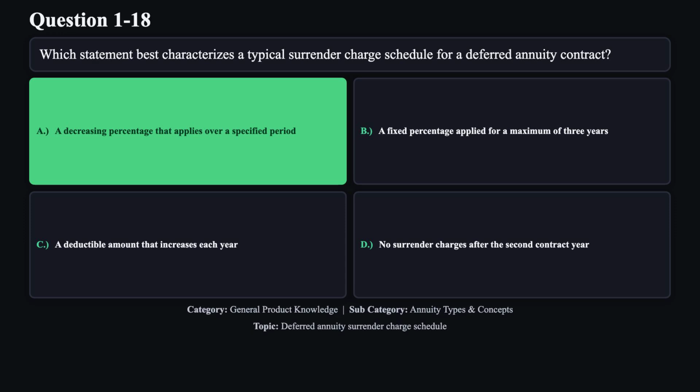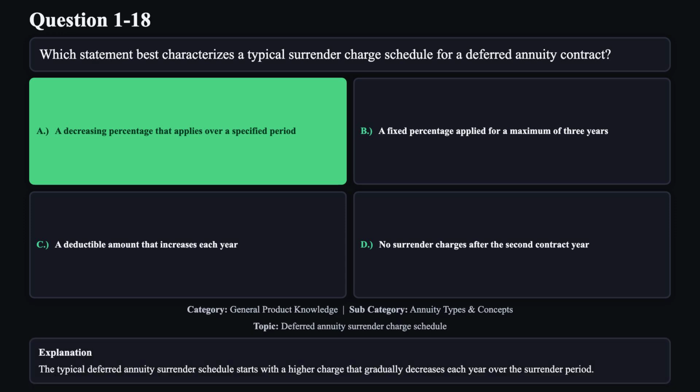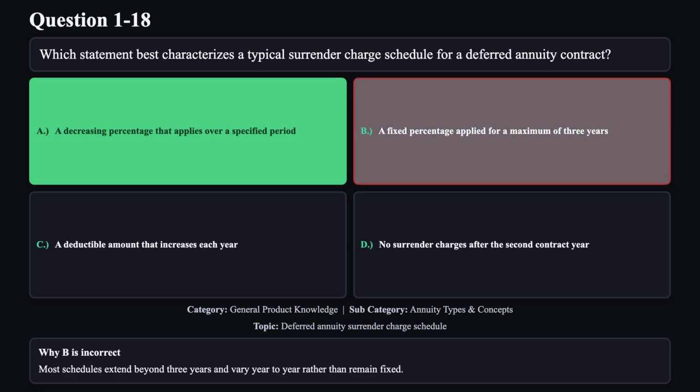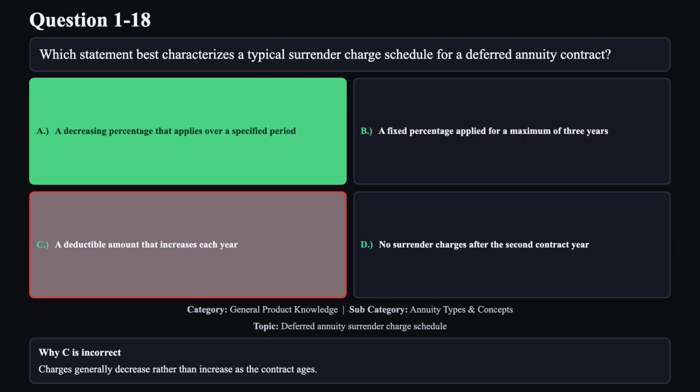The correct answer is A. The typical deferred annuity surrender schedule starts with a higher charge that gradually decreases each year over the surrender period. Reason B is not correct. Most schedules extend beyond 3 years and vary year to year, rather than remain fixed. Reason C is not correct. Charges generally decrease rather than increase as the contract ages.